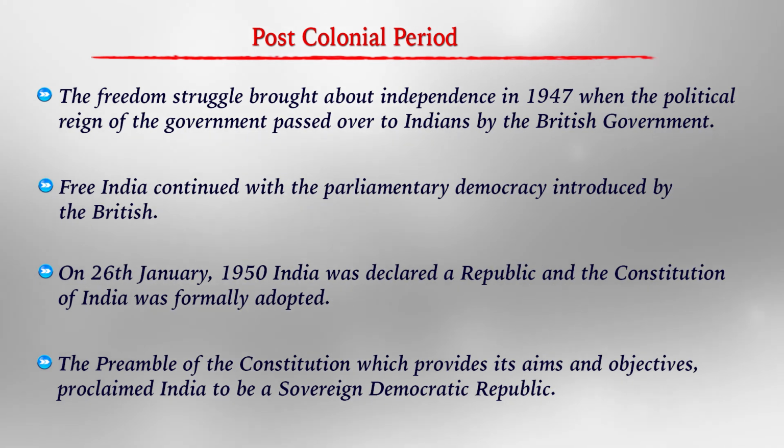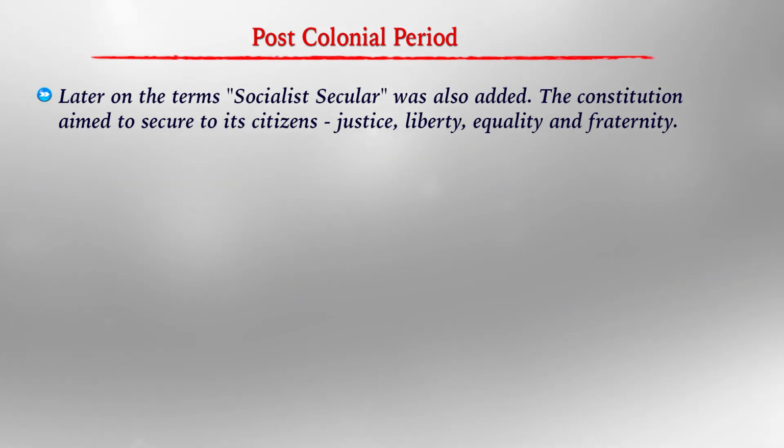In the post-colonial period, we find that we are independent from the British government, and we are a country which is governed by the Constitution. The preamble of the Constitution provides us the guidelines about equality, sovereignty, as well as freedom of all the citizens. The Constitution aims to secure its citizens justice, liberty, equality and fraternity.